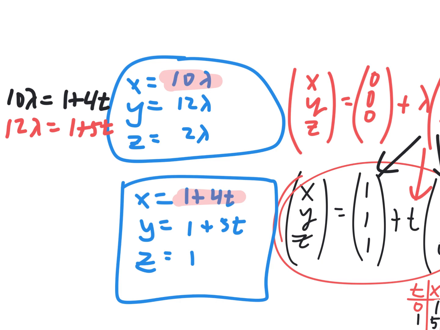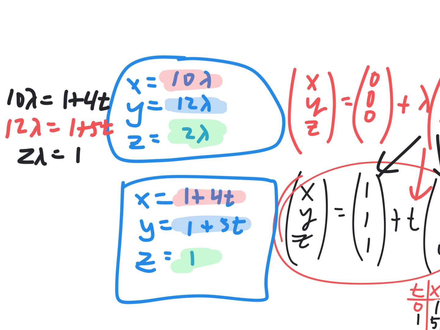So here are my 3 equations. I hope you can see where I'm getting them from. I'm trying to show you via color coding here. And last but not least is this one. And then the last one is 2 lambda equals 1.